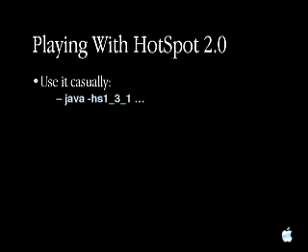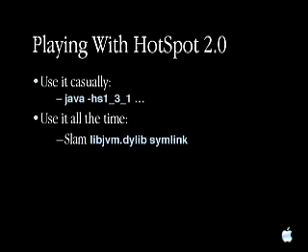I put this up here because we're starting this kind of beta train thing with DP1. I want you guys to play with it. If you want to use it for casual use, use it via the command line like this: java -hs131. That will run this new version of Hotspot on any program you throw at it. If you really like it, try using it all the time.